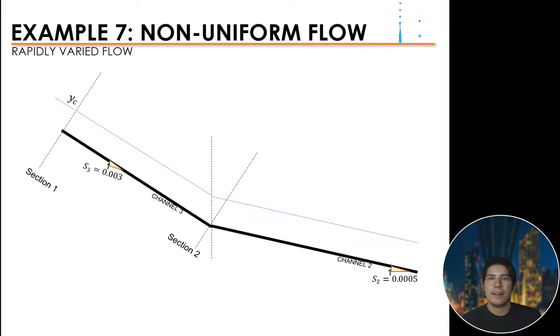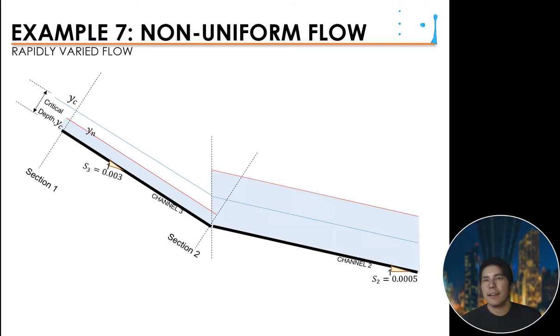So again, the YC, the critical depth, is constant in all channels. We have that critical depth. Since we are in the steep slope, the safe way to assume is that supercritical flow occurs, so YN is less than YC. Here in the mild slope, the best assumption would be a subcritical depth, meaning YN is greater than the YC.